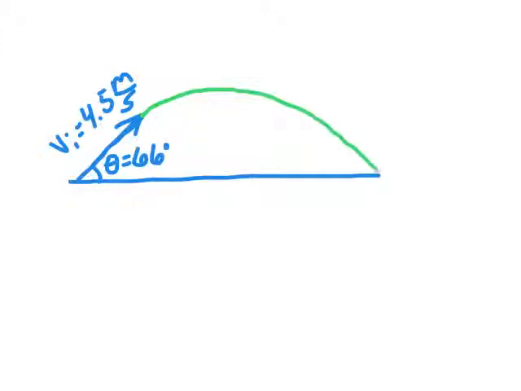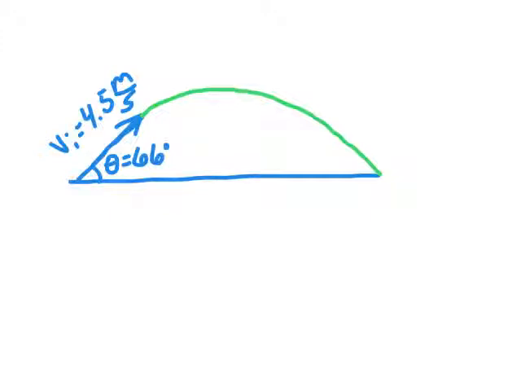It's always helpful to draw a picture, so I'm going to do that first just so we have something to refer back to. That's going to be our horizontal ground. We've got an object that's launched with an initial speed of 4.5 meters per second, and it's launched at an angle of 66 degrees to the horizontal. We can imagine that this projectile is going to continue through and then land on the ground somewhere about there. Now the first question you're asked to find is the flight time.